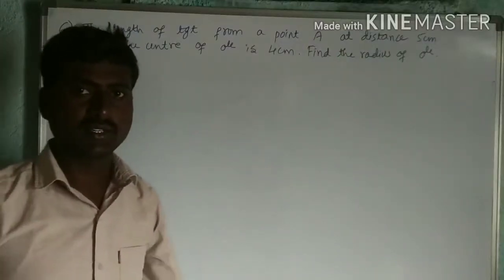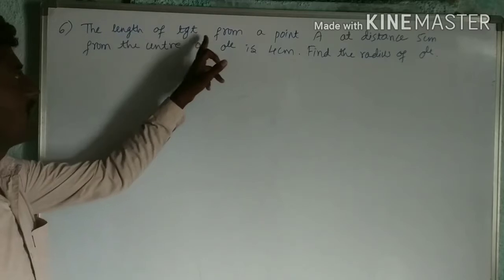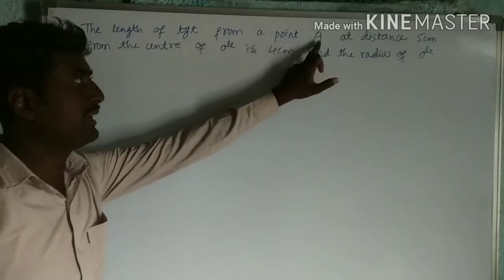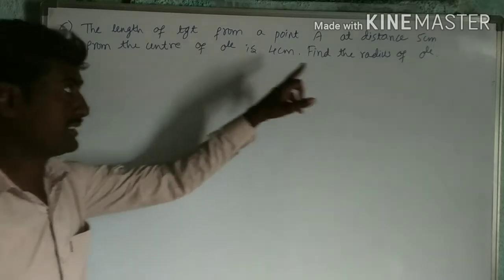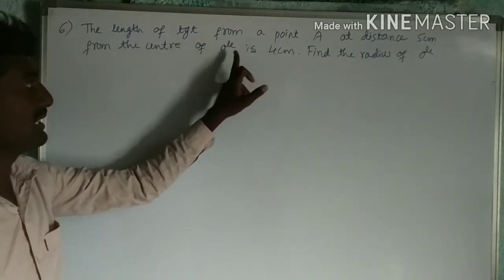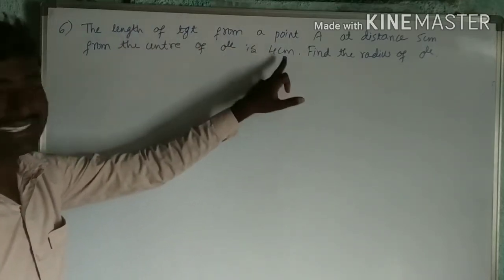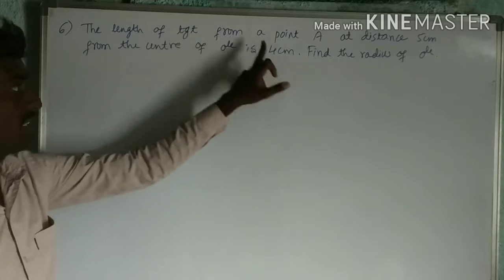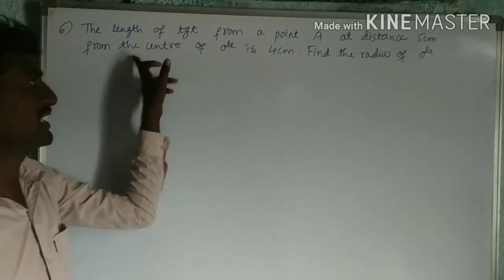Hi dear students, now we shall discuss the sixth question. The question is, the length of a tangent from a point A at a distance of 5 centimeter from the center of the circle is 4 centimeter. Length of tangent is 4 centimeter. So from the point A to the center of the circle is how much?